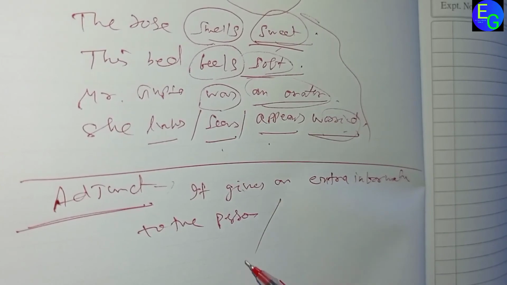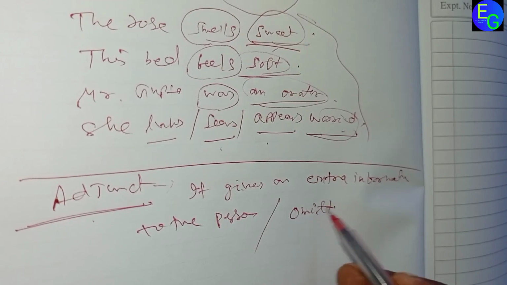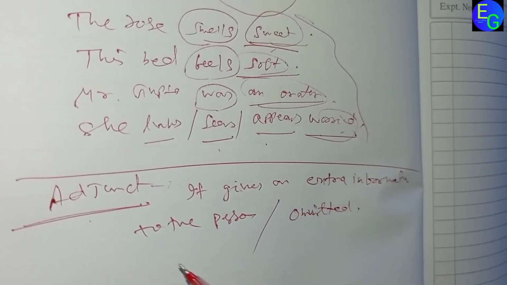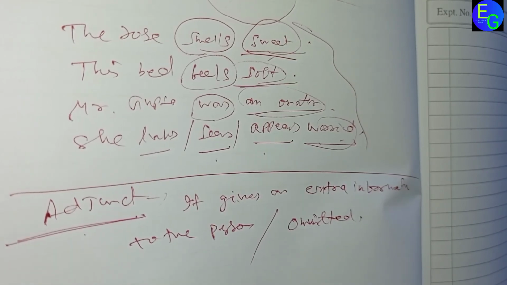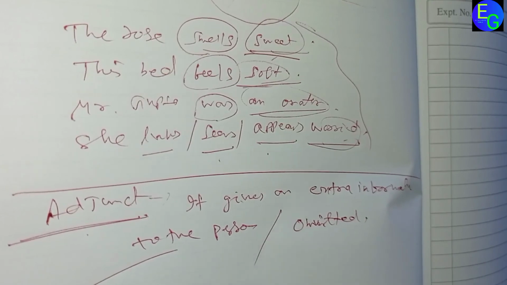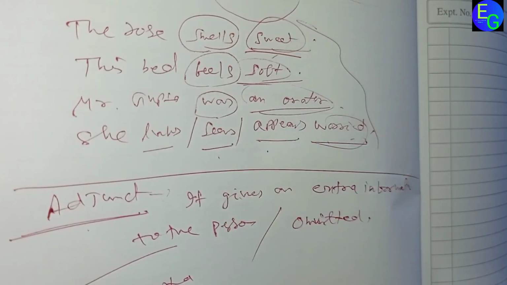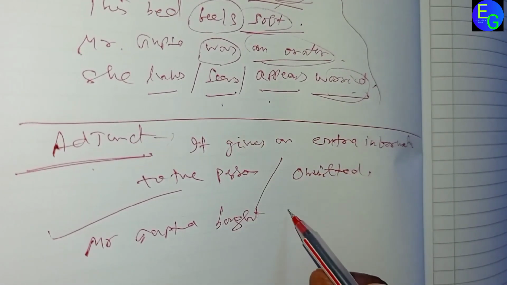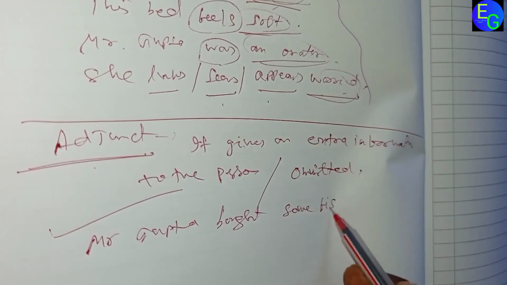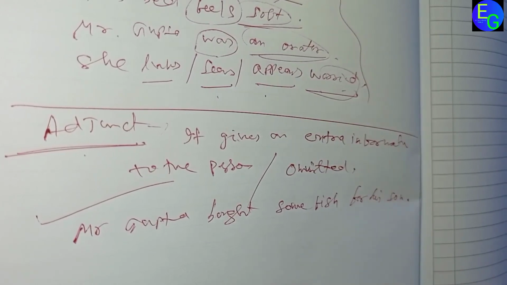An adjunct, you remember, can be omitted. It is not a necessary part of the sentence. If you omit it, the sentence is still meaningful. Suppose I write another example: Mr. Gupta bought some fish for his son.